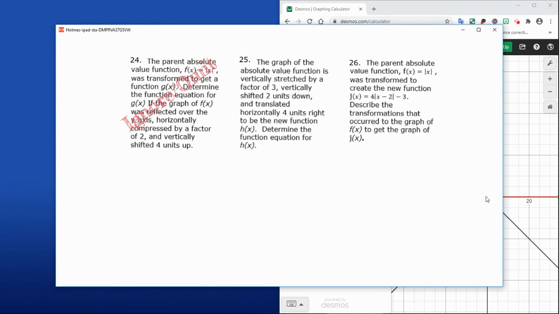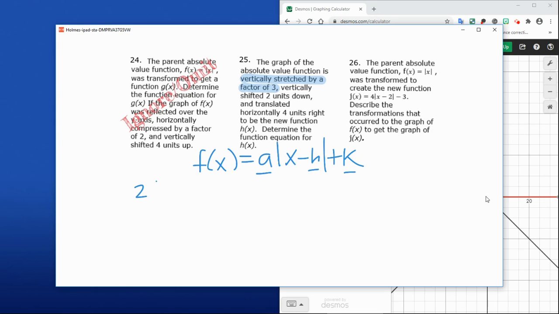Let's talk about this last portion, 25 and 26. Remember, ignore 24. We did not talk about that stuff. This is just talking about transformations. What is the function, right? If it was vertically stretched by a factor of 3, we have a vertical stretch of 3. Remember, our general function is f of x equals a absolute value of x minus h plus k. We're dealing with a, h, and k for these problems.